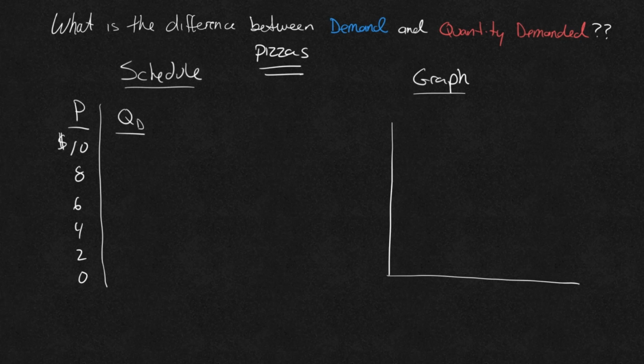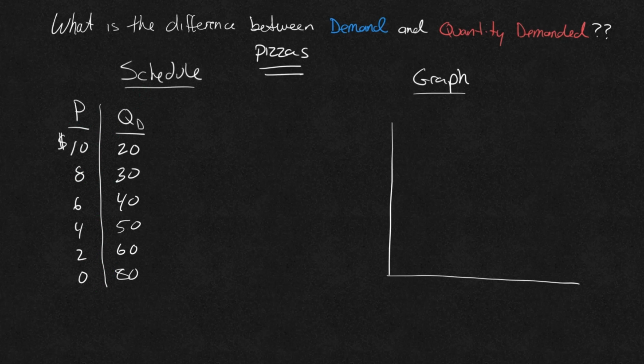So let's say at $10, this market would be willing to buy, I don't know, let's say 20. And as the price goes down, this goes up. So this goes to 30, 40, 50, 60, and then 80 pizzas are demanded, even if they were free, right? We don't want an infinite number of pizzas. We don't have room for them. This right here is called a demand schedule.